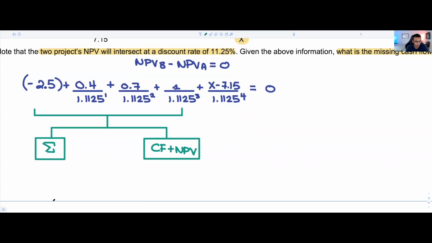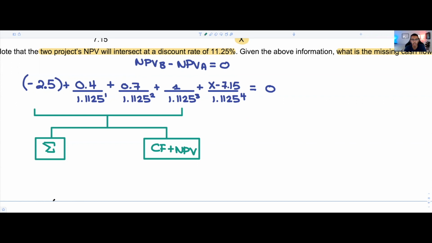So you're going to press CF, then second, clear work. And then for CF0, you're going to put -25 and enter. For year 1, you're going to put 0.4, enter. CF2, you're going to put 0.7, enter. CF3, you're going to put 1, enter.